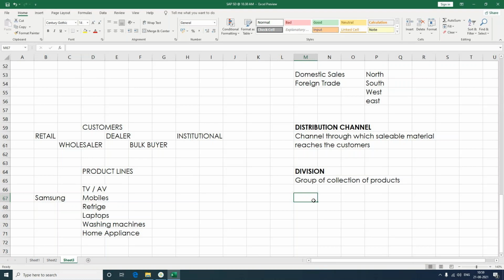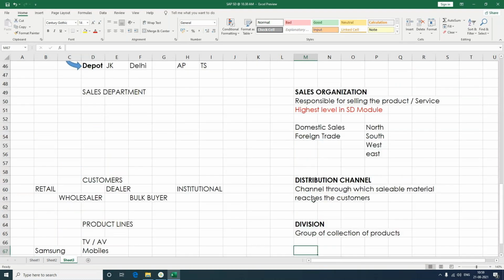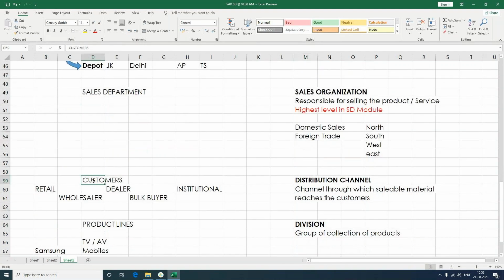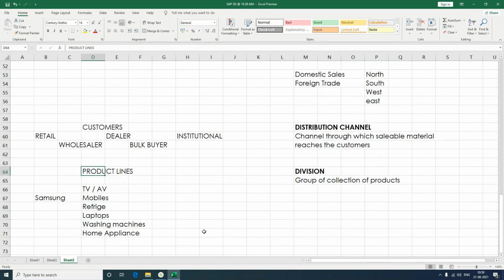So the sales org will be responsible for selling the products to whom? To customers. We have different types of customers who will be mapped as distribution channel, and to these customers we try to sell product lines. All these product lines we are going to map as a division over here.